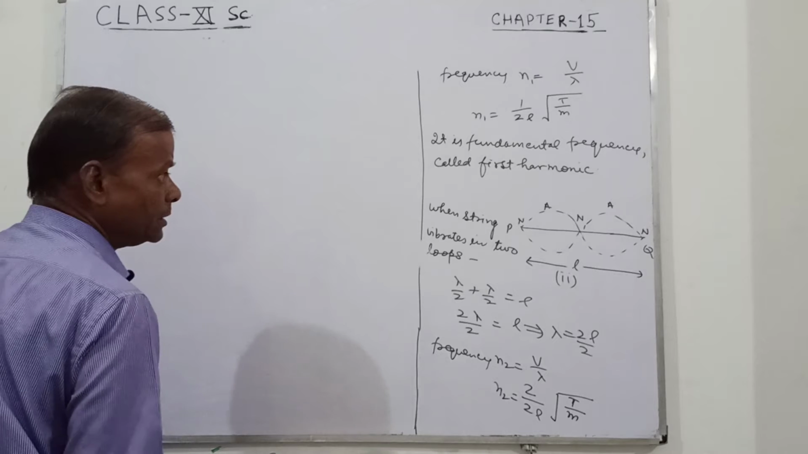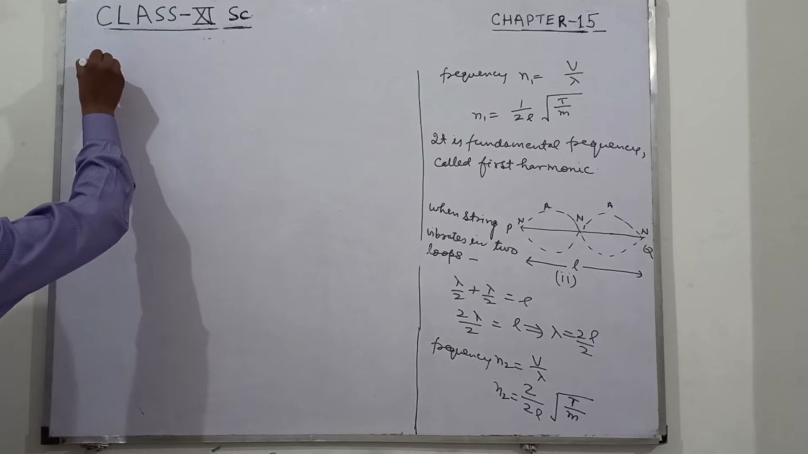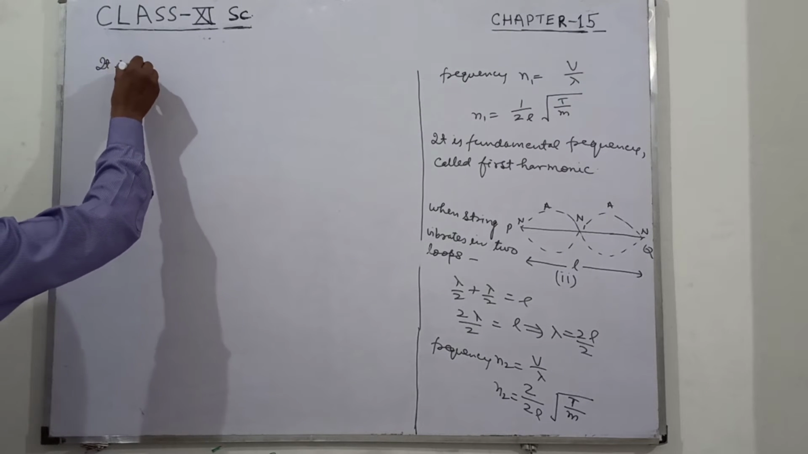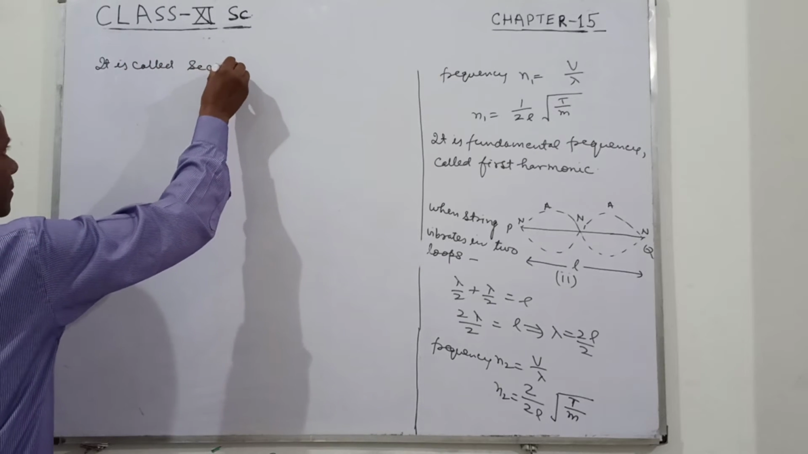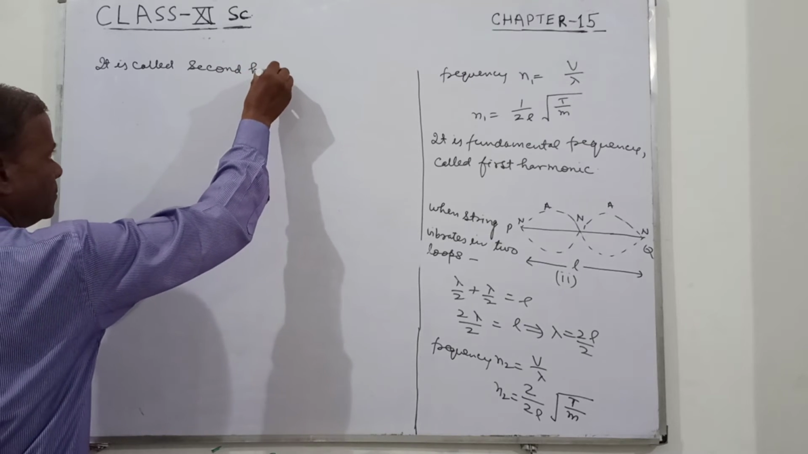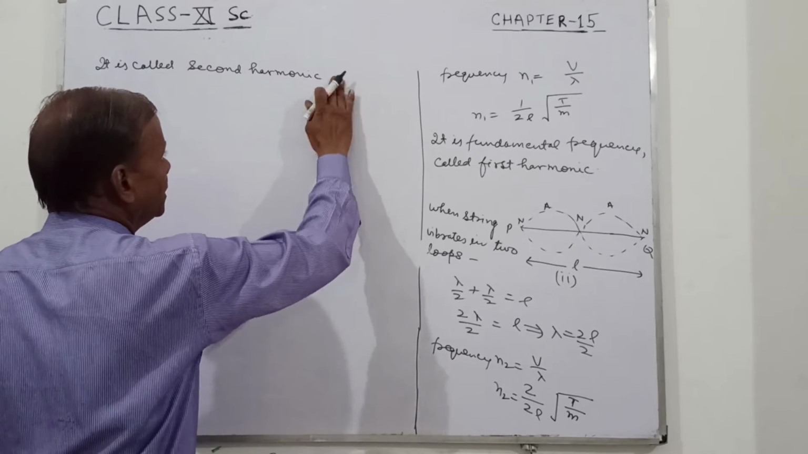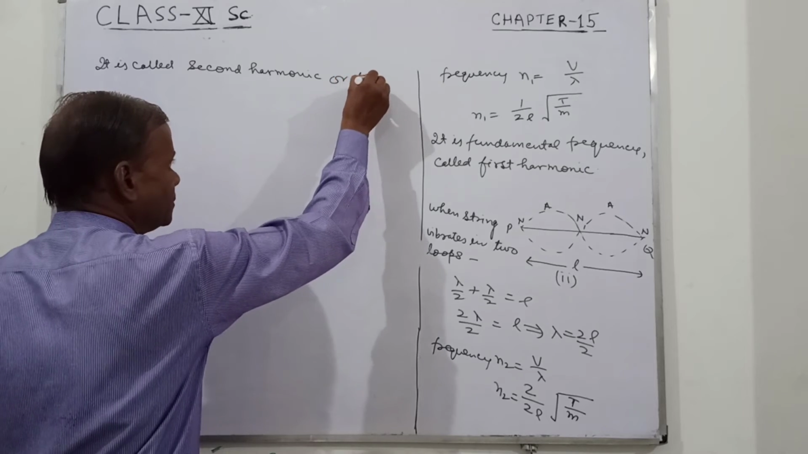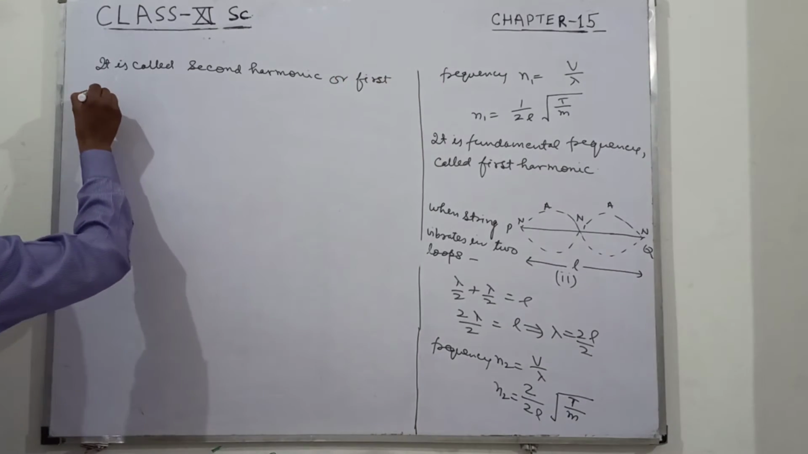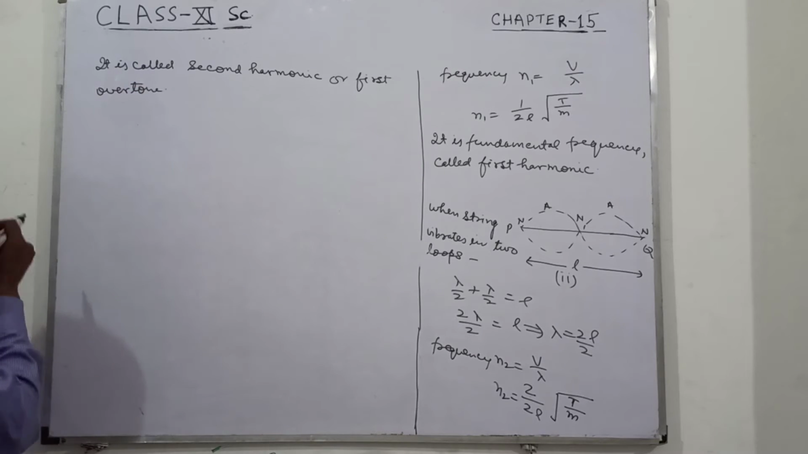And also you see that here the number of nodes is 3 and antinodes is 2. So it is called the second harmonic, or first overtone. First overtone.